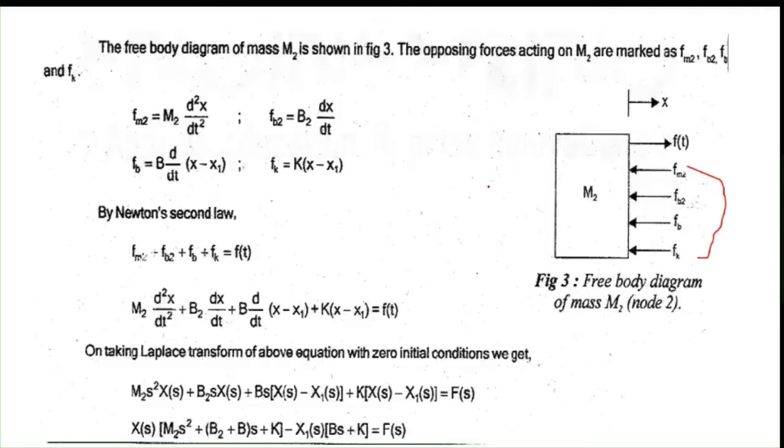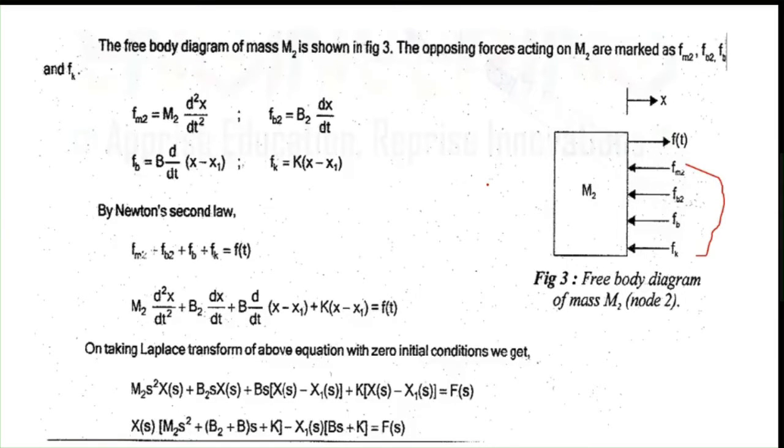How to select which one is minus and which one is plus? So that is Fb. Now Fk. For Fk also you have to use the same convention. If you are considering node 1, then it should be x1 minus x. If you are considering node 2, that corresponds to m2, then the difference in displacement should be x minus x1.